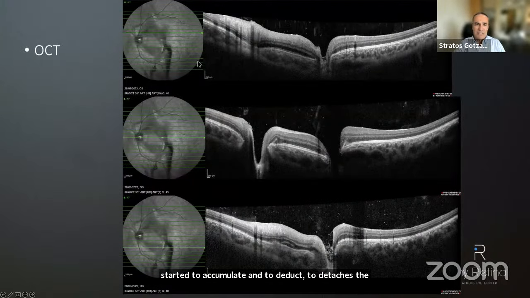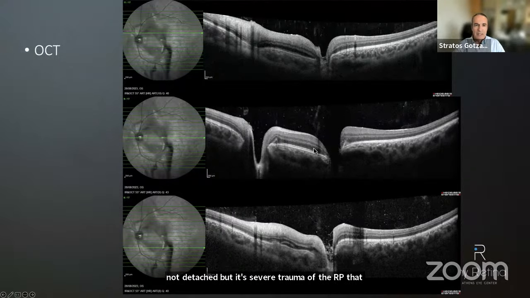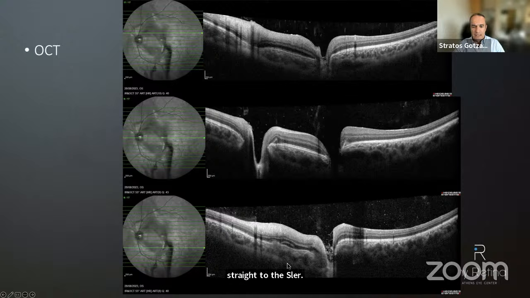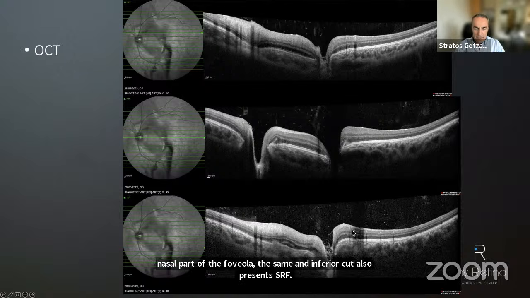Here is the OCT in several places. The central cut shows the foveola, it was damaged, although has not detached, but there is severe trauma of the RPE that goes straight to the sclera. A superior cut, you see the SRF accumulates on the nasal part of the foveola. The same, an inferior cut also presents SRF in the area there.